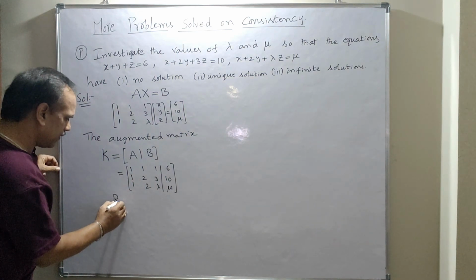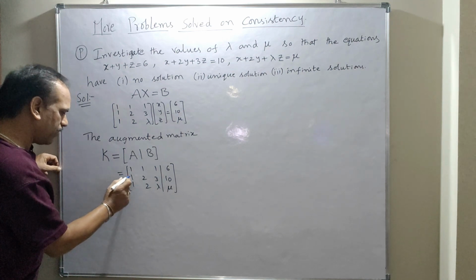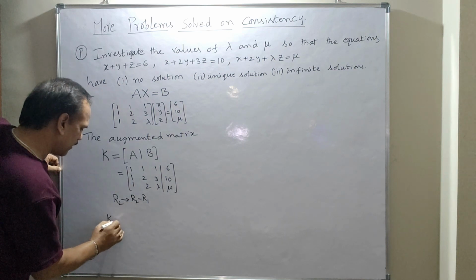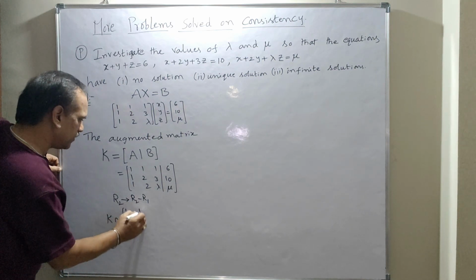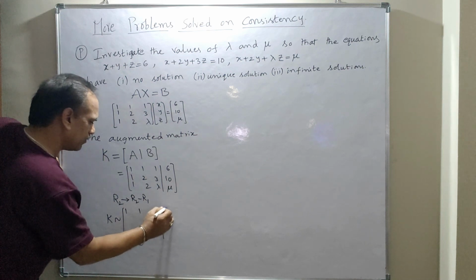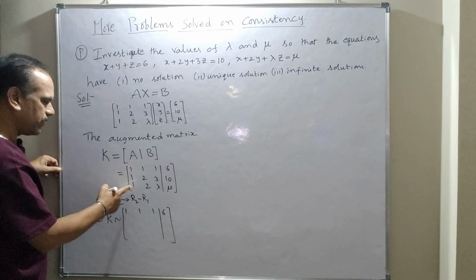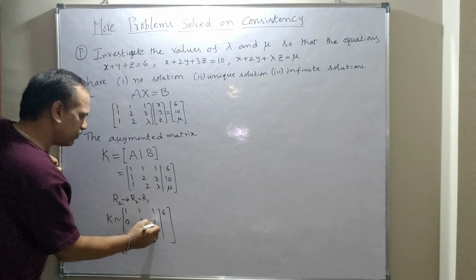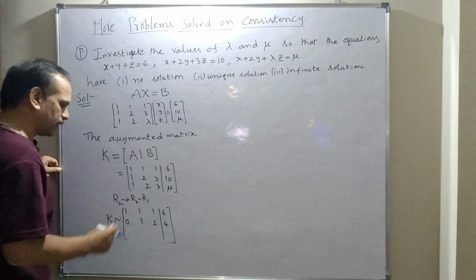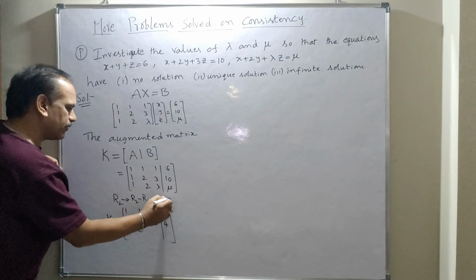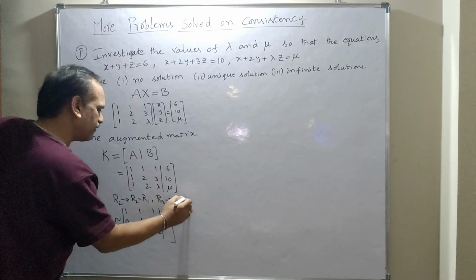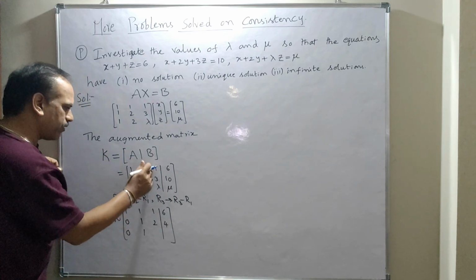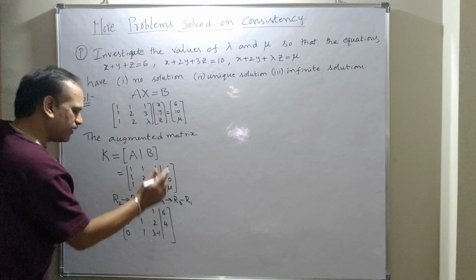For that we write R2 implies R2 minus R1, so that you will get 0 here. So how K will transform? There is no change in the first row, right? We will make changes to R2 and R3 only. So this is 0, this minus this 1, 3 minus 1, 2, 10 minus 6, 4. And R3 is R3 minus R1. It is 0 again, 2 minus 1, 1, lambda minus 1, mu minus 6.